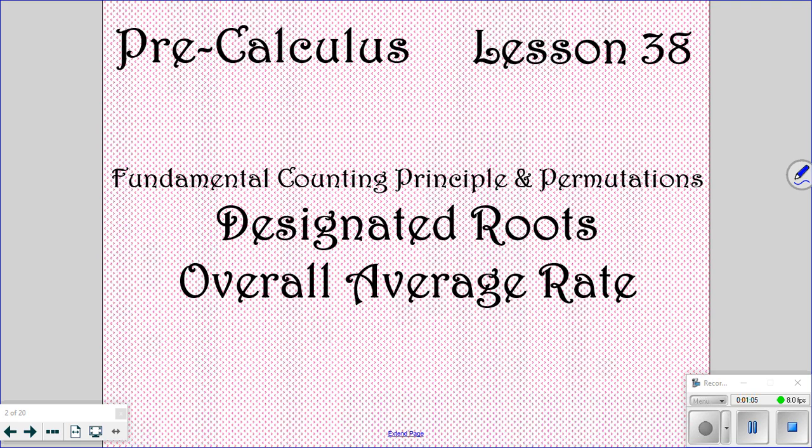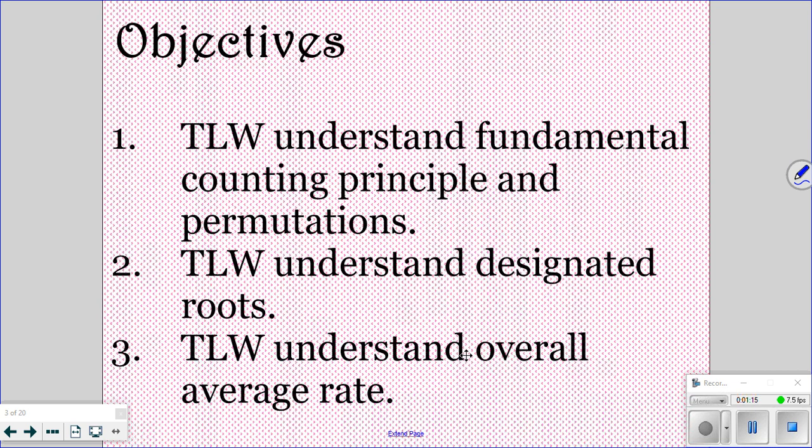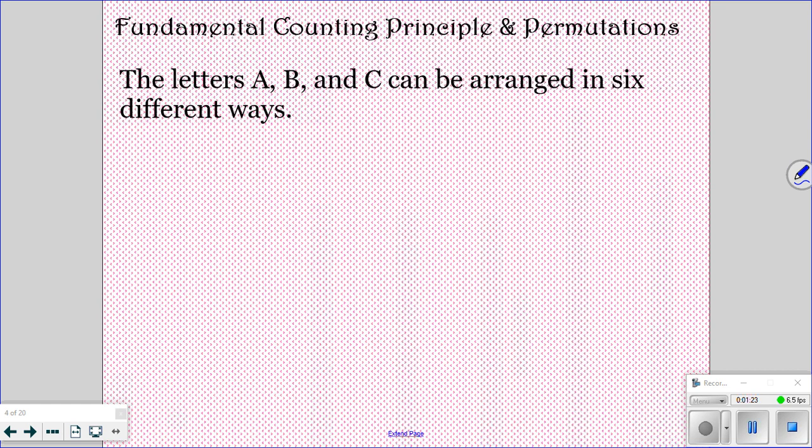Okay, so today we're looking at lesson 38. We're going to be looking at the fundamental counting principle and permutations, designated roots, and then overall average rate. So hopefully you'll understand these after this lesson. The letters A, B, and C can be arranged in 6 different ways. So I want y'all to pause the video real quick and try and come up with all 6 ways that they can be arranged.